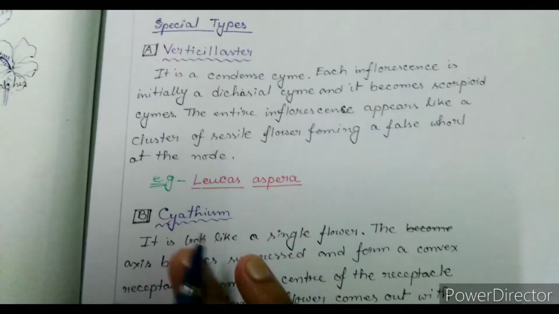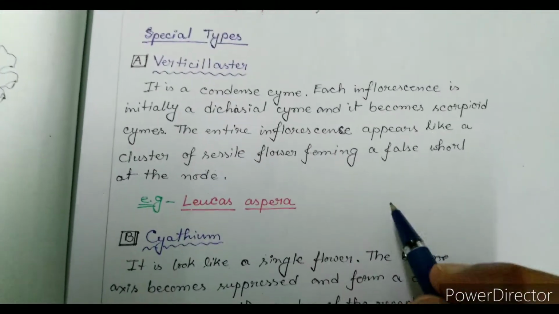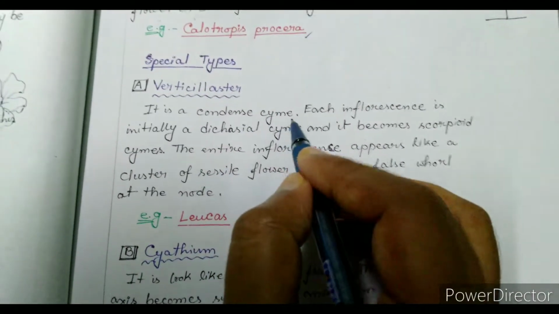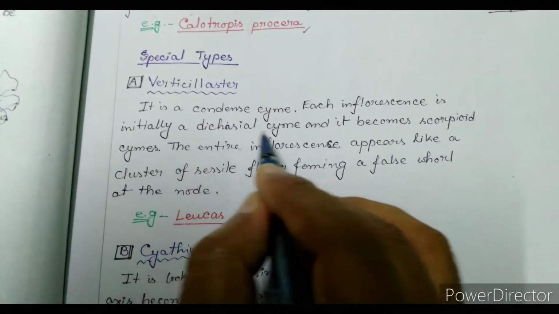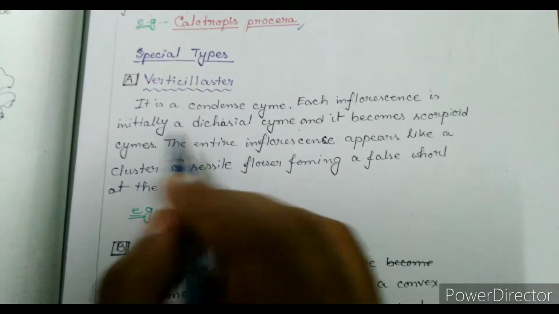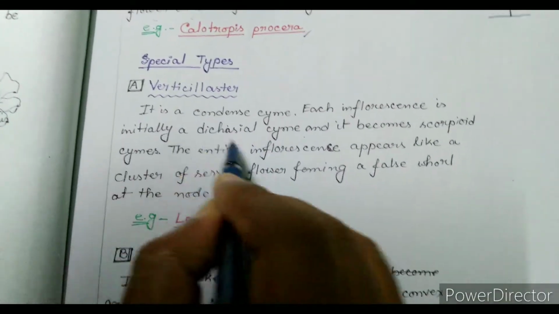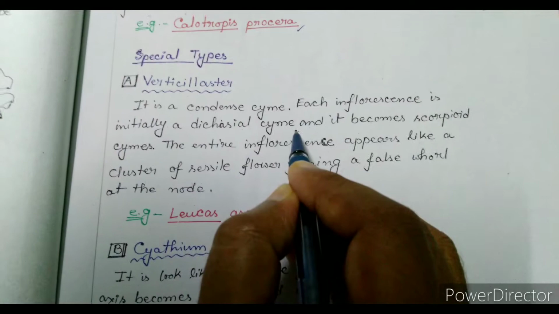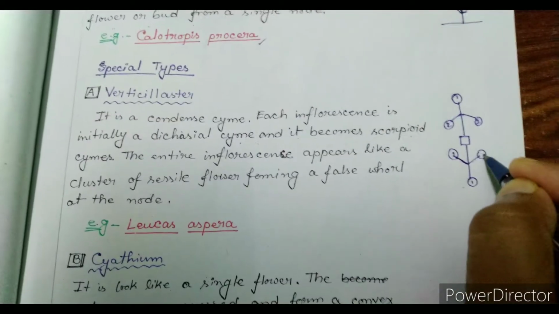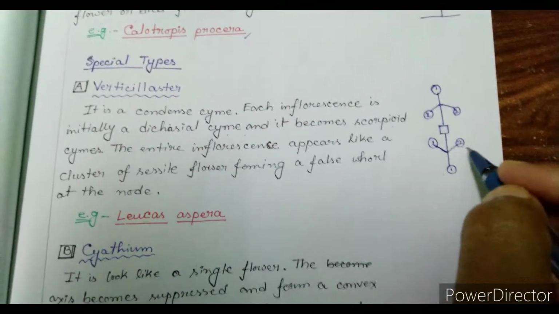Now next we talk about a few special types of cymose inflorescence. The first special type of inflorescence is verticillaster. It is a condensed cyme. Each inflorescence is initially a dichasial cyme and it becomes a scorpioid cyme. So first of all, this is initially a dichasial cyme and it becomes a scorpioid cyme. We know that in case of dichasial cyme, there are two daughter axes.